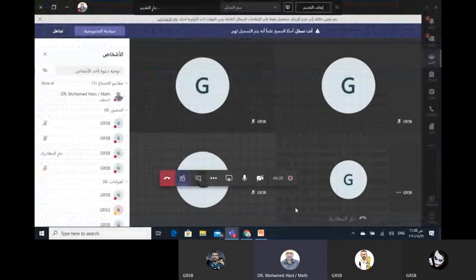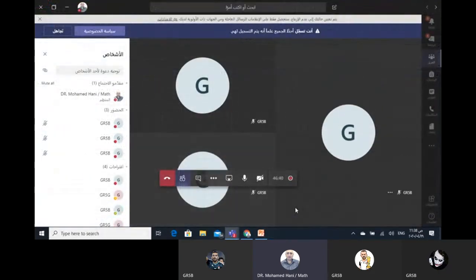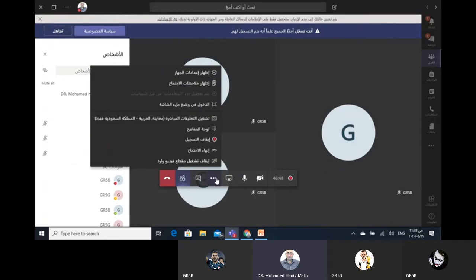So this is our lesson today: how to add the mixed number. As you remember, the mixed number includes a whole number and a fraction. I can add the whole number to the whole number and the fraction to the fraction if the fractions are like fractions. But if the fractions are unlike fractions, I cannot add directly.